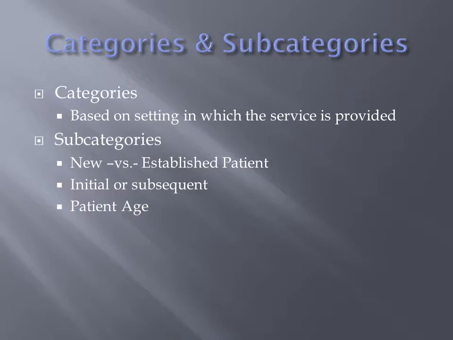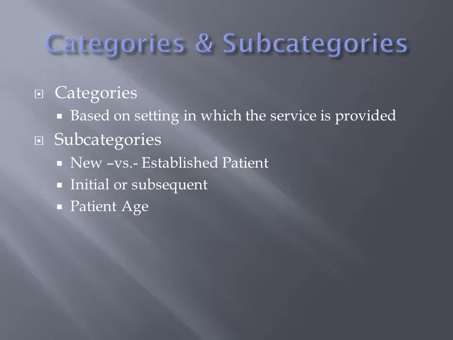Codes are divided into categories and subcategories. Categories are based on the setting in which the service was provided. Was the service provided in the hospital? Was it in a doctor's office? In a nursing home? So where were the services provided?